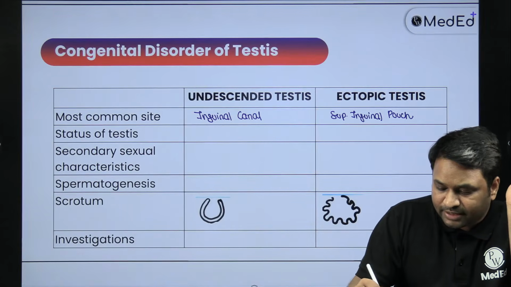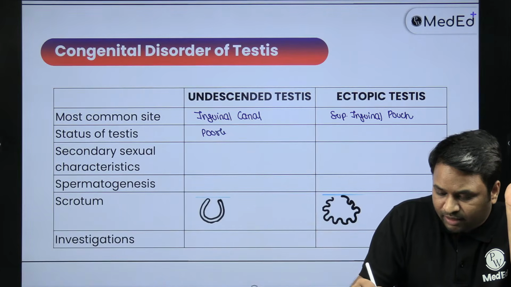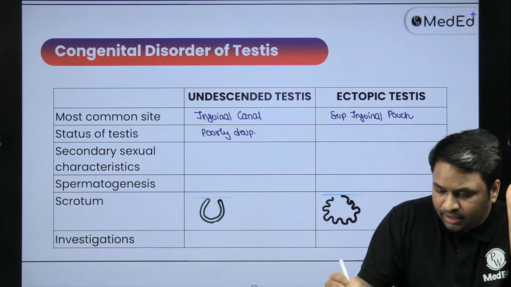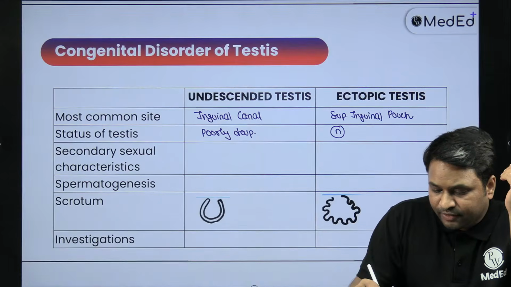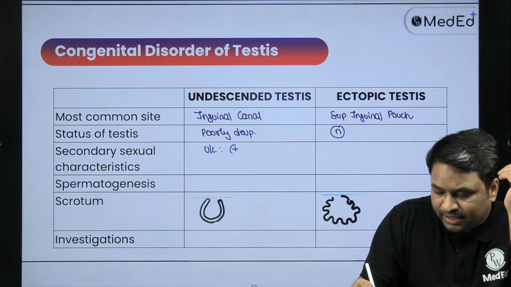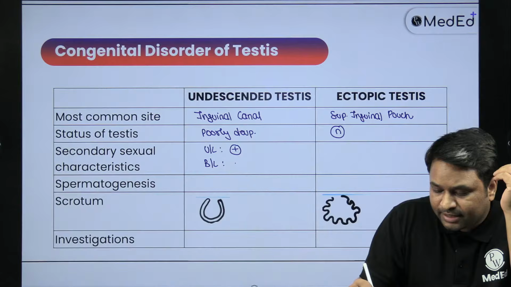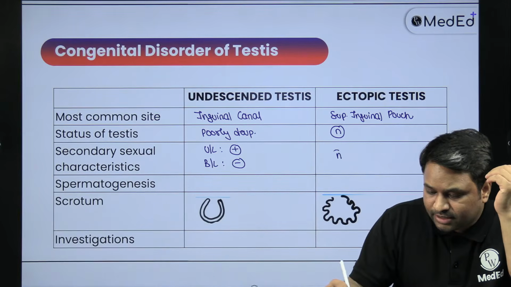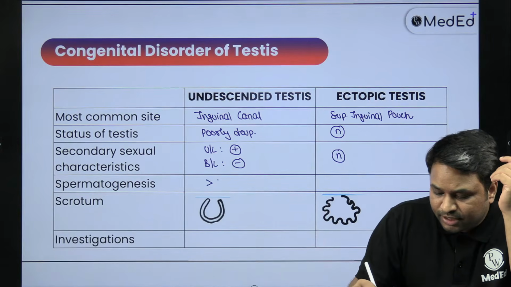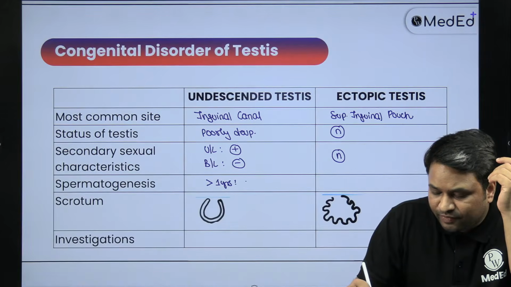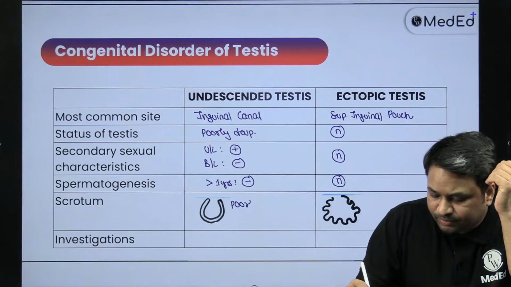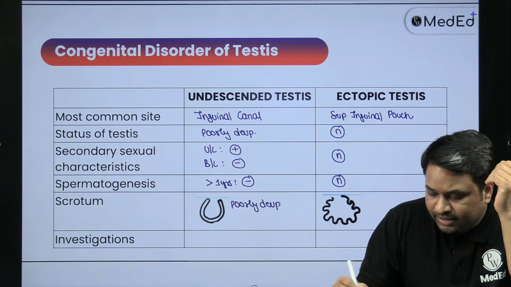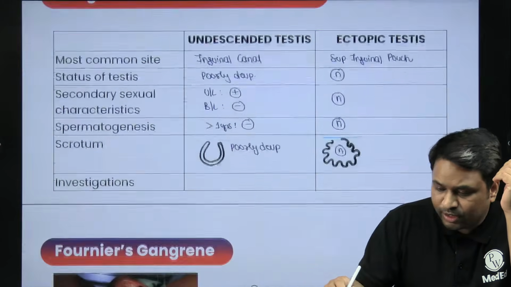The status of the testes, they are poorly developed in undescended testes. In ectopic, they are normal. Secondary sexual characters, if it is unilateral undescended testes, present, but if it's a bilateral undescended testes, it is absent. Ectopic testes, it is normal. Spermatogenesis, if it is corrected beyond 1 year of life, it is lost. It is normal here. Scrotum is poorly developed. You can see the rugosities are lost, whereas the scrotum here is absolutely normal.